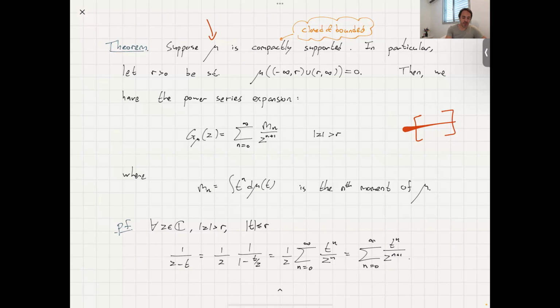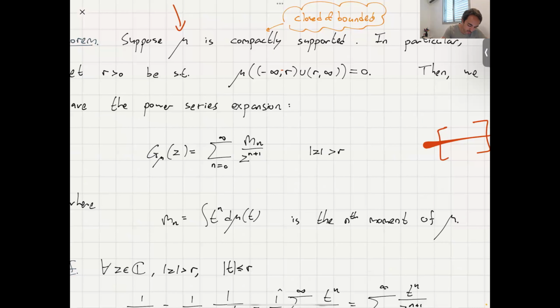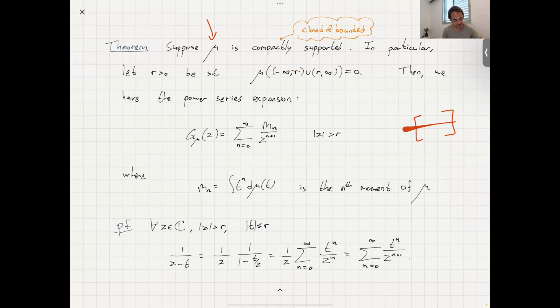And in particular, let's say that R is some positive number such that the measure outside of the closed interval minus R to R is 0, okay? Then what I'm claiming is that you can Taylor expand the Cauchy transform outside of that interval, but really, in a sense, at infinity or around infinity, like we talked about when we talked about complex analysis.